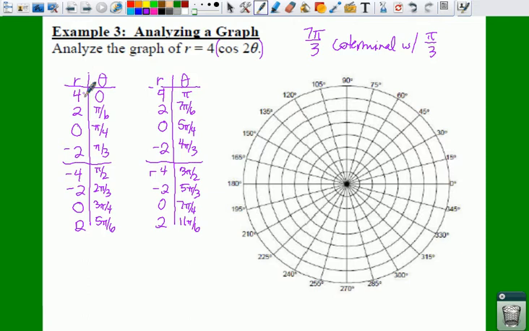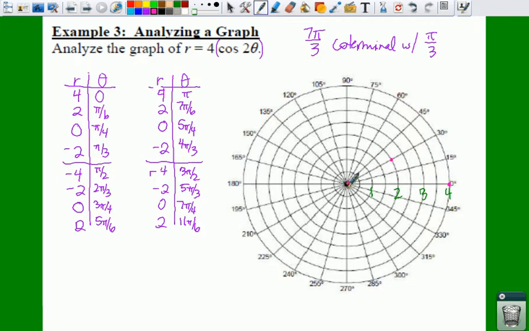So let's plot these points. We go in the direction of 0, and we're going to go a distance of 4. So let's make each of these a half: half, 1, 1.5, 2, 2.5, 3, 3.5, 4. So we go 4, 0 in the 0 direction. There's your first dot. At pi over 6, we're going to go 2, so here's another dot.